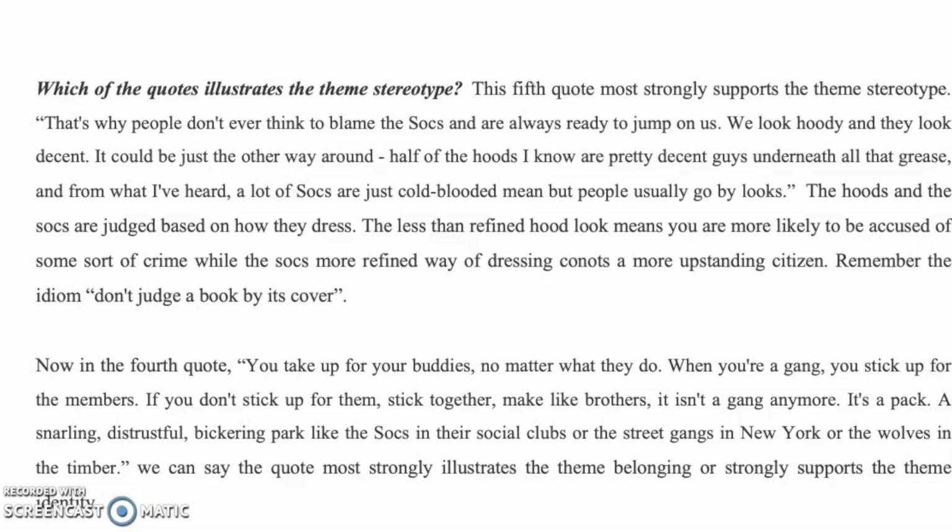A snarling, distrustful, bickering pack like the Socs in their social clubs, or the street gangs in New York, or the wolves in the timber. We can say the quote most strongly illustrates the theme belonging or strongly supports the theme identity.